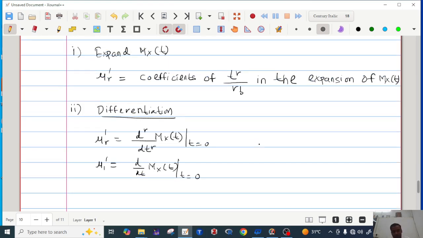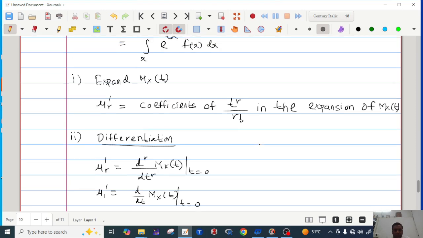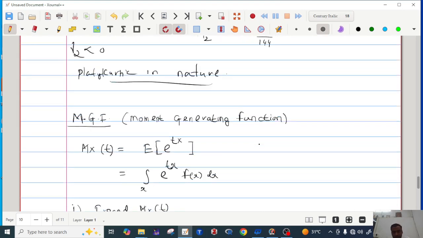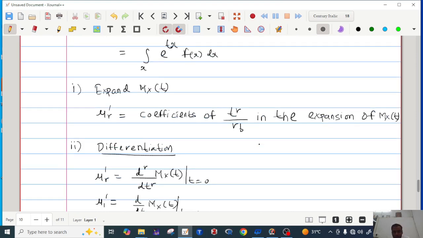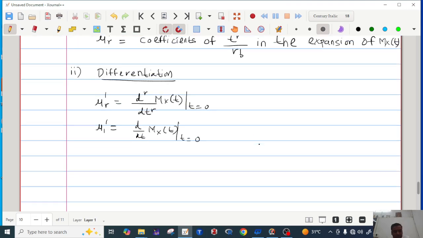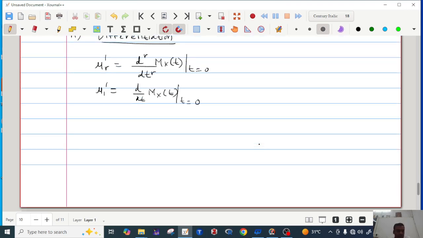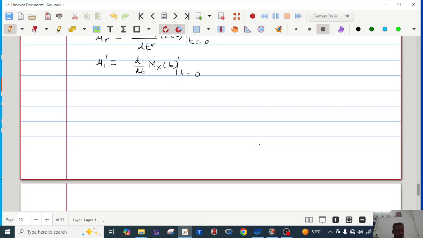This is the application, or actually the purpose, of this MGF. With the help of that, you can obtain the raw moments. Let's see one example where we will obtain these raw moments and central moments.